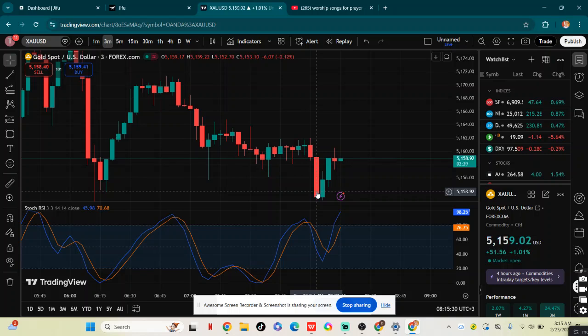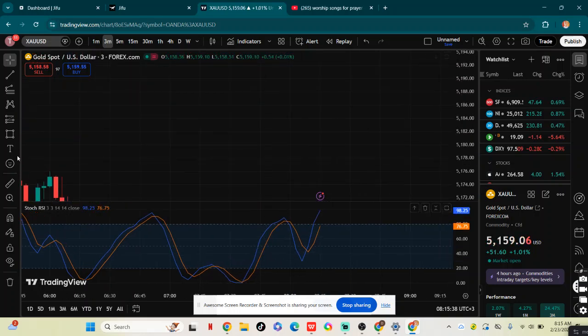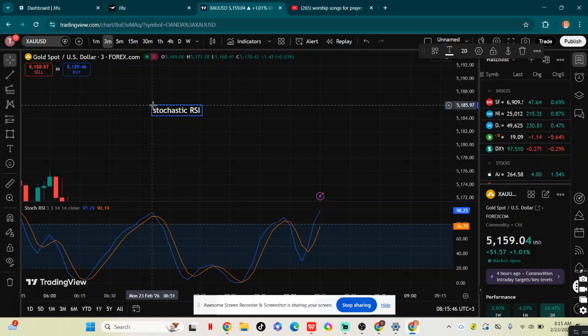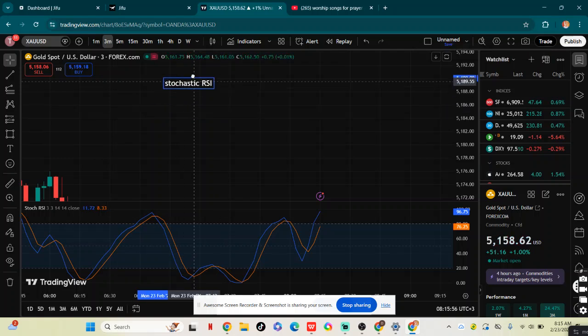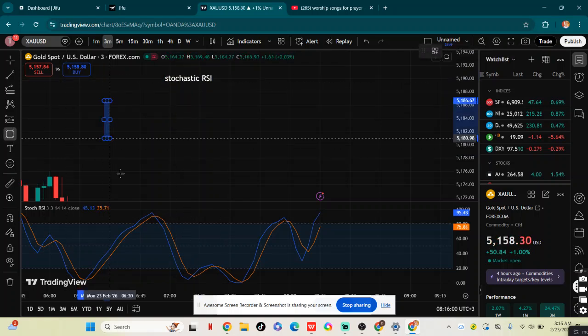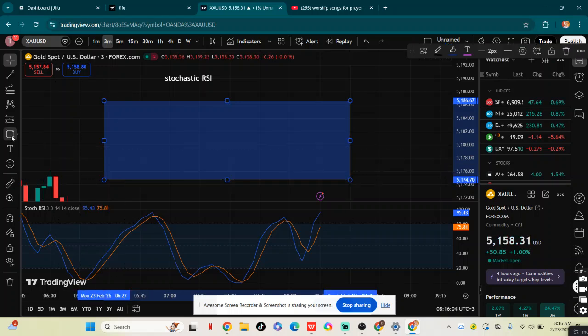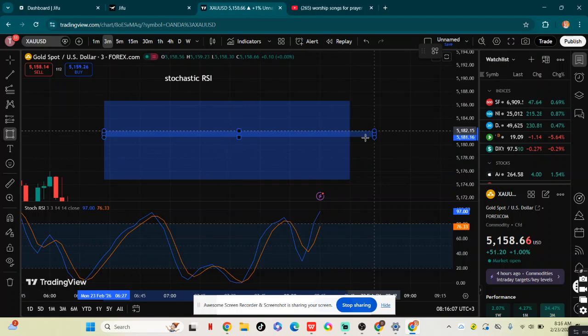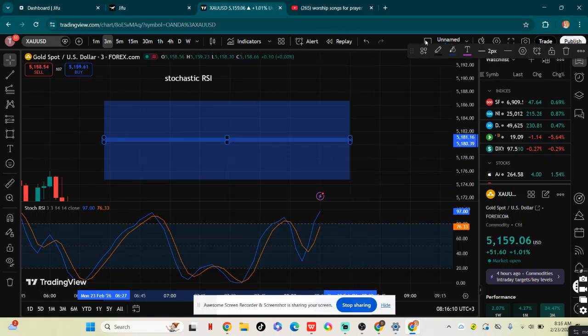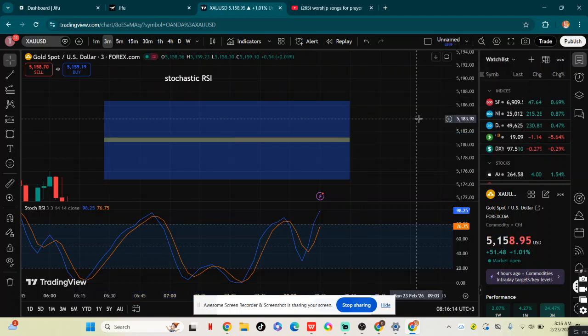RSI is one of the indicators that people use. Specifically, I'm going to use what we call the stochastic RSI. That's what you're going to look at. Now, this stochastic RSI is divided into three different sessions. It has all those sessions, so it is divided into three.